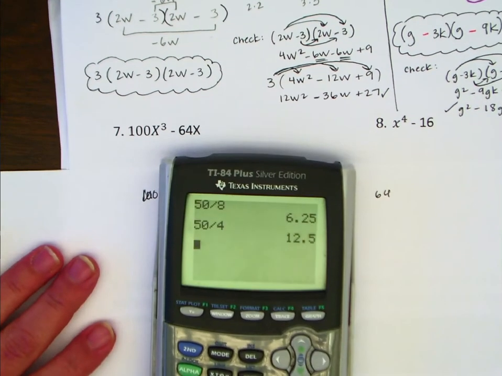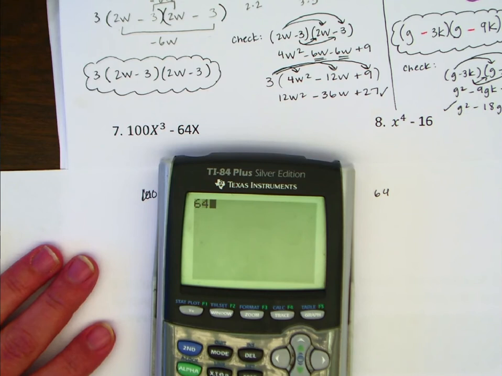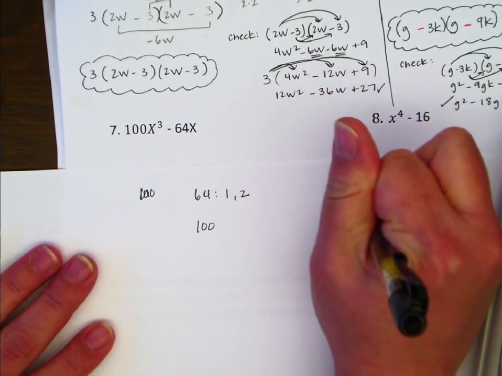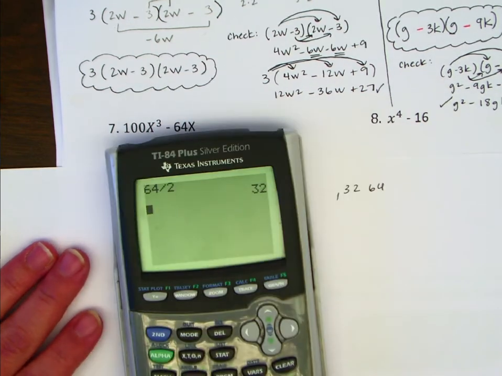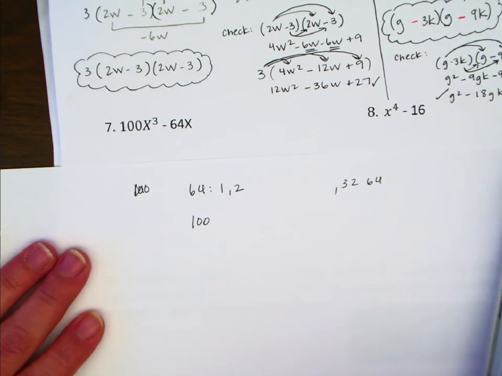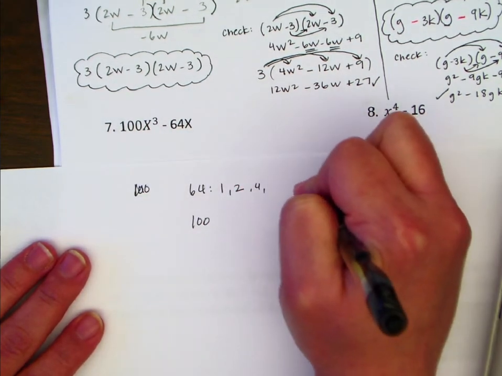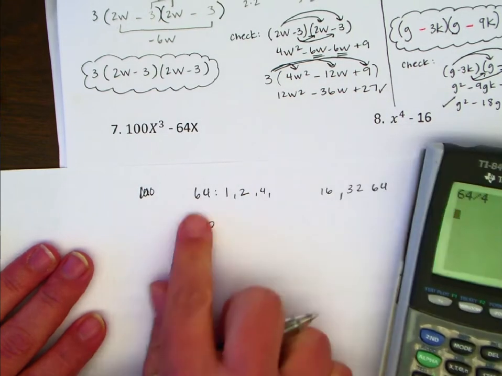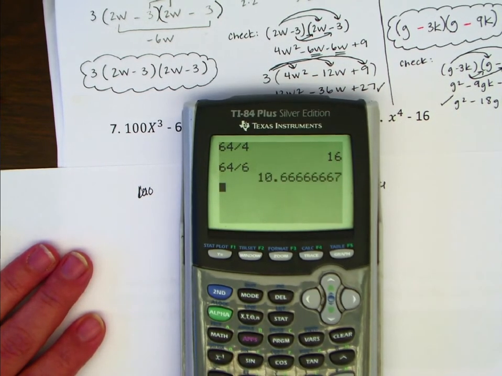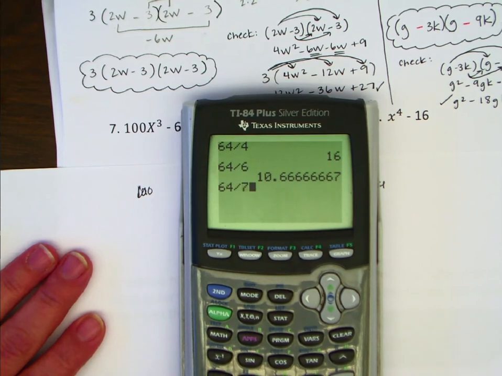Let's use a calculator. 64 divided by 2, 32. Does 3 go into 64? 64 divided by 3. Nope. What about 4? 64 divided by 4. Yes. 16. 4 and 16. What about 5? No, 5 doesn't go into 64. What about 6? 64 divided by 6. No. 64 divided by 7. No.